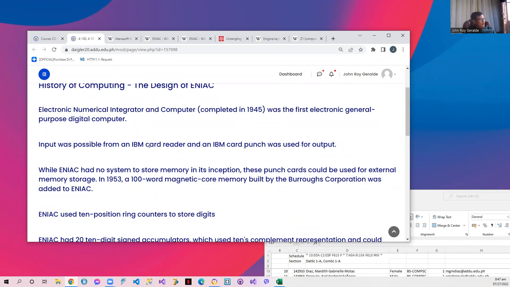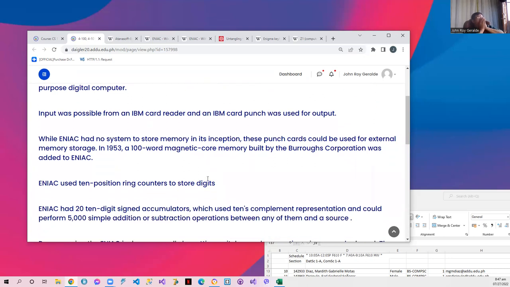The input here was using an IBM card reader or an IBM punch card, already developed during the time by Hermann Hollerith. Remember the punch card was developed during the late 1800s, no? 1887, 1888. So originally, ENIAC has no memory installed into it, no? But in 1953, a 100-word magnetic core memory built by Burroughs Corporation was added to ENIAC. So it's now like a smaller version of the analytical engine.